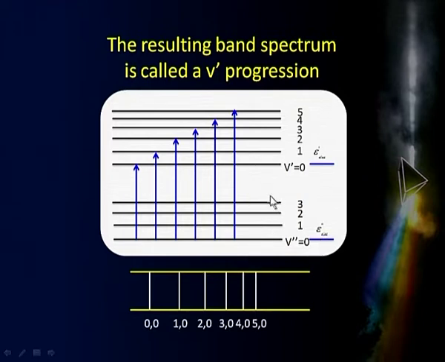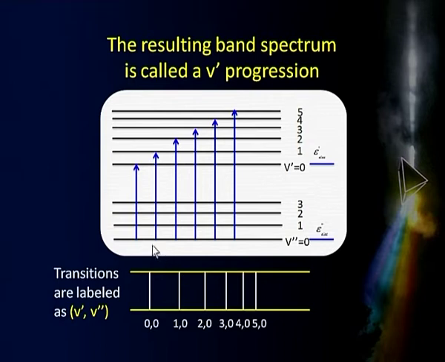What you see further here is that this transition will be from here to here. So, this is going from V double prime equal to 0 to V prime equal to 0. This transition will be labeled as 0 0 transition here. The transitions are labeled as V prime, V double prime. This is a matter of conventions, we should be very clear about it.